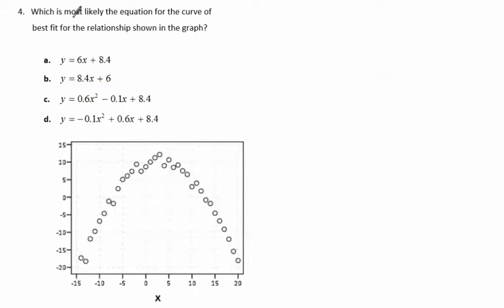In this graph, they're asking you which is most likely the equation of the curve of best fit. Notice that it should now be a quadratic, an x squared equation, curve of best fit for the relationship shown in the graph. If you see this as a curve and you do not remember that a curve should be x squared, that's okay. You can check all 4 of these and see which one matches.